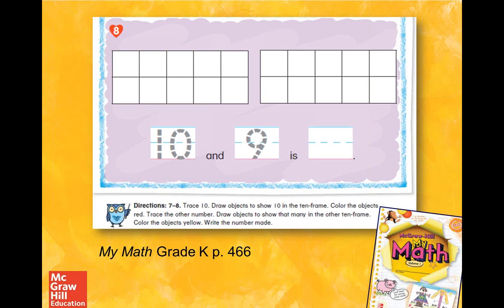In this particular activity, the students have to analyze the information they know, in which they're going to draw 10 objects in the 10 frame. They're going to color those objects red. And then in the other frame, they're going to draw that number of objects, 9. They're going to color those yellow. And then they're going to use those objects to write the numerical sentence.